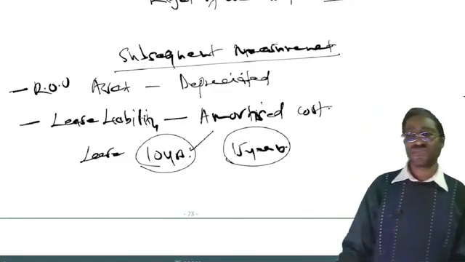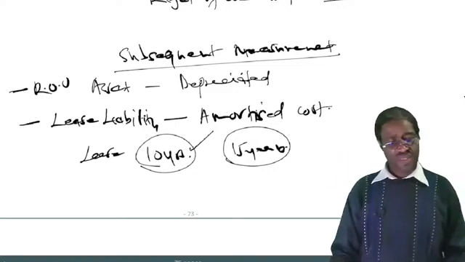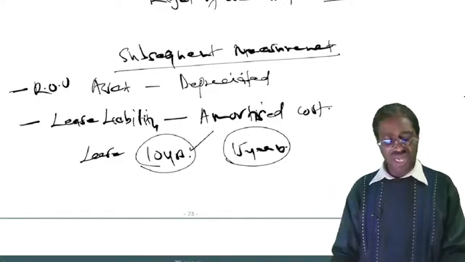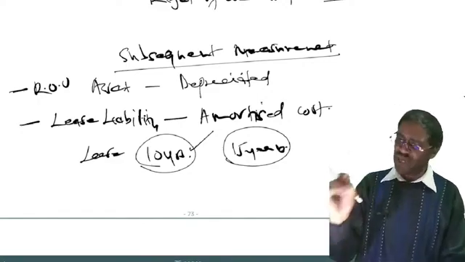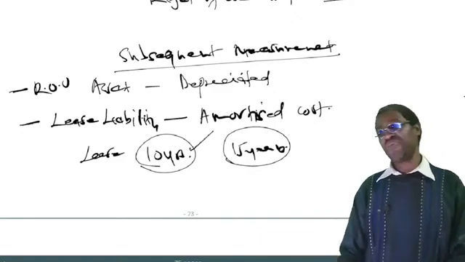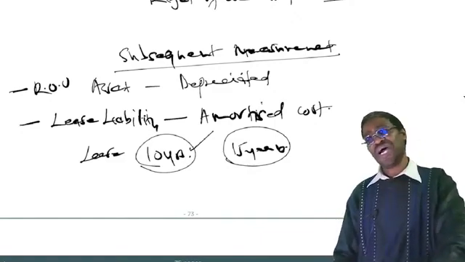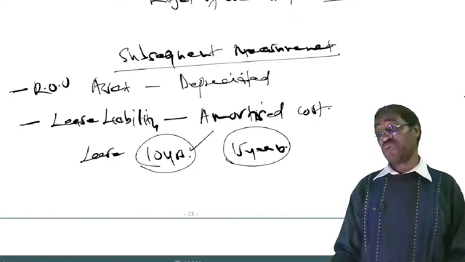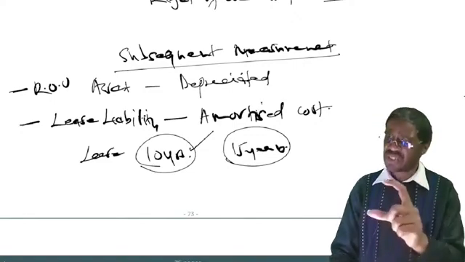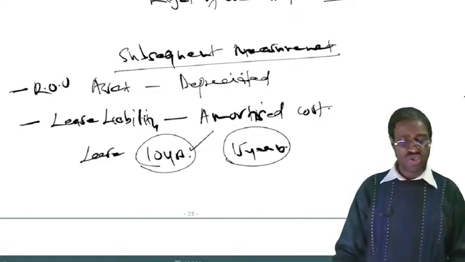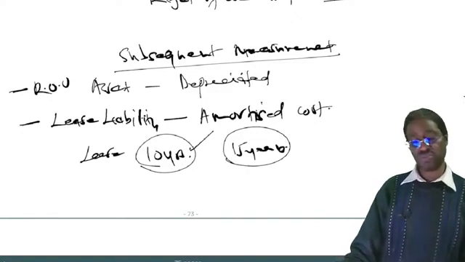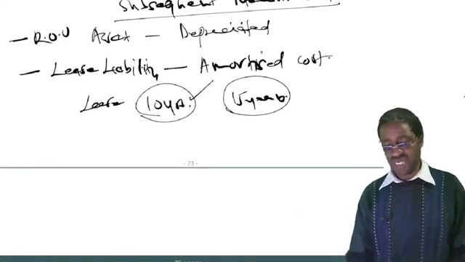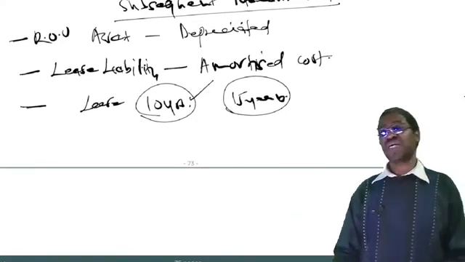Another dash. The lease liability should be remeasured at its amortized cost. Should be remeasured at its amortized cost. Another paragraph or another dash. Another dash.